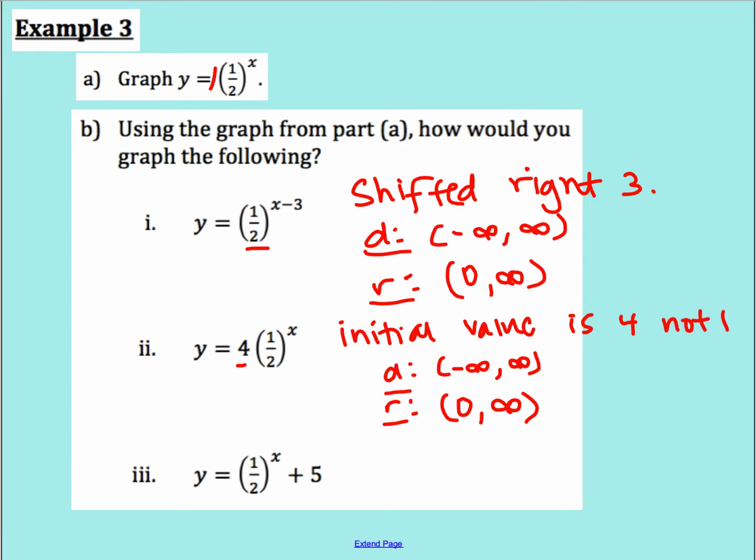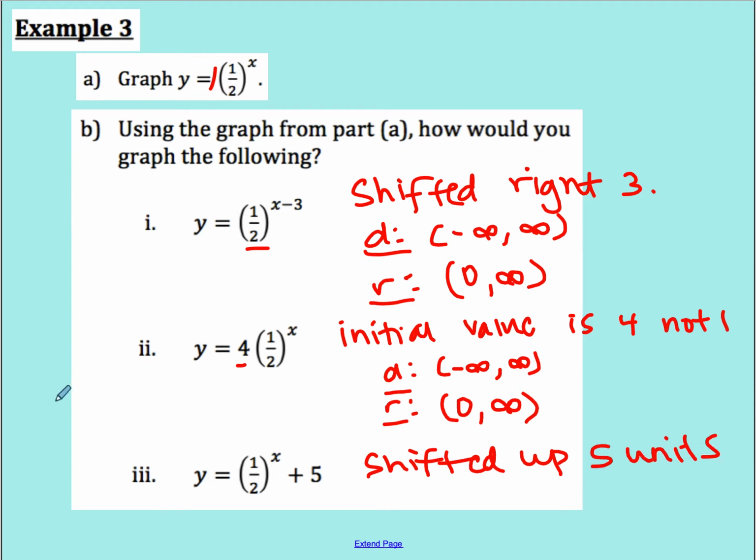All right, the last one. What has happened with this one? We look the same here, except for now we have a +5, so it's on the outside. If it's on the outside like that, it affects our y values, and our y-axis goes up and down. So this one we're going to go ahead and move up 5 units. So we are shifted up 5 units.